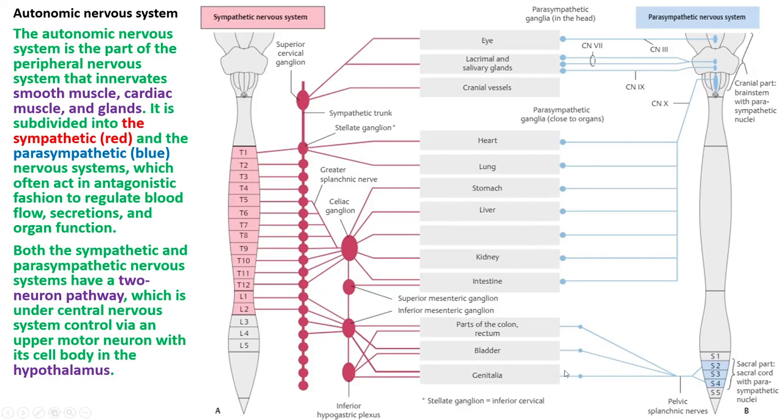And after that, of course, the postganglionic fibers reach these targets, innervating and affecting these organs, and you have to know the effect of the sympathetic and the effect of the parasympathetic in different organs. So this is the introduction about the sympathetic and parasympathetic division of the ANS.